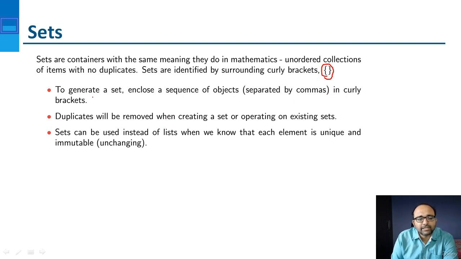Now one more thing is, in order to generate a set, we have to separate all the elements with the help of comma. Like if you have multiple elements to write, 1 comma 2 comma 3, you can write like this. And next coming to duplicates. Duplicates are automatically removed from the sets. So if you try to give duplicate values, it will automatically remove. And sets are immutable, you cannot change those values.